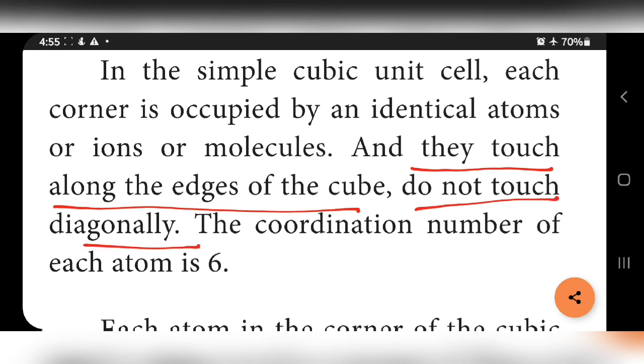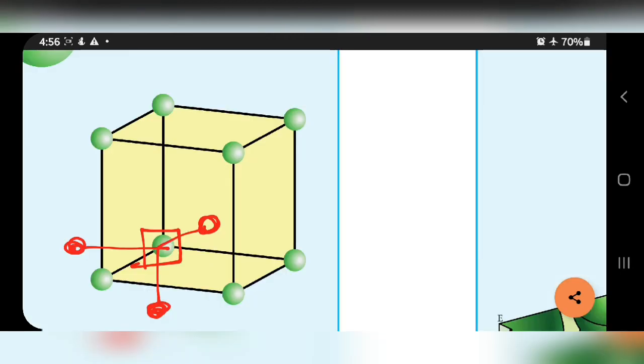Coordination number of each atom is 6. Already explained. How is the coordination number of each atom 6 in simple cubic? I am going to explain that point. Take this atom. Already I explained what coordination number is: the number of surrounding particles, atoms. So this atom is surrounded by 6 atoms.